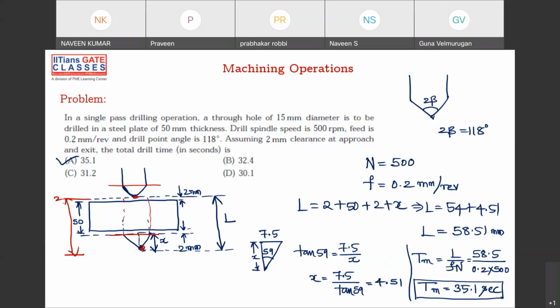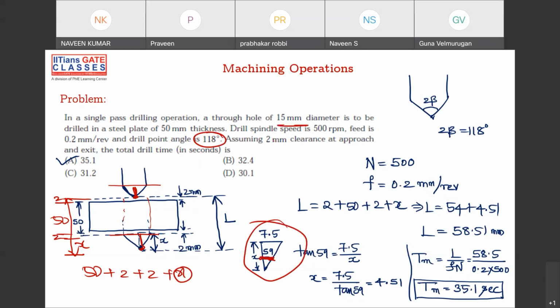So how much is this? This is 2 plus 50 plus 2, and you have to calculate this height, some x. So 50 plus 2 plus 2 plus x, and that x you can calculate using some geometry, because the point angle is given as 118, so this is 59 here, and your drill diameter is given as 15, so half is 7.5. You can easily calculate this x. They calculated x as 4.51. So the total length of cut is 50 plus 2 plus 2 plus 4.51, that is 58.51, divided by the feed, which is 0.2 mm per revolution, and RPM is 500. You substitute those values and you'll get the machining time as 35.1 seconds.